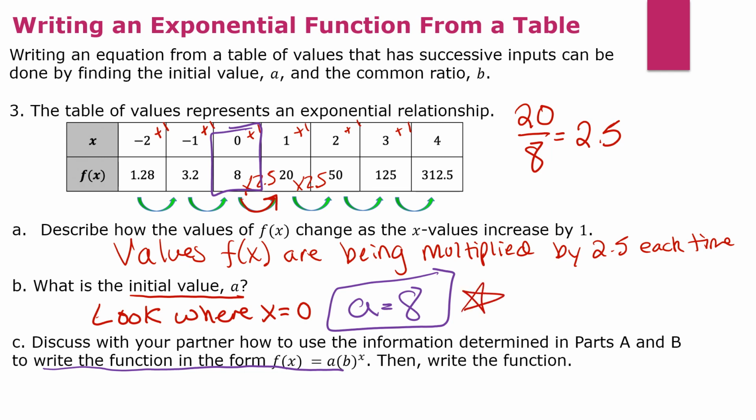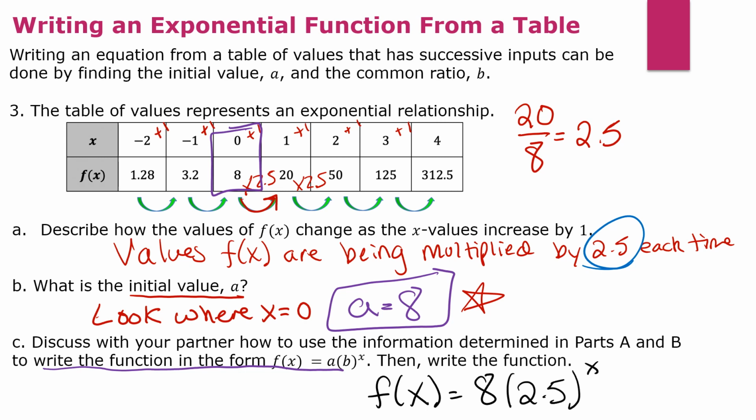Your common ratio is what you're multiplying by each time. That's also easy to see from the table because we already figured that out. We already figured out that they're multiplying by 2.5 every time. So we already know that our function is going to be 8 times 2.5 raised to the x.